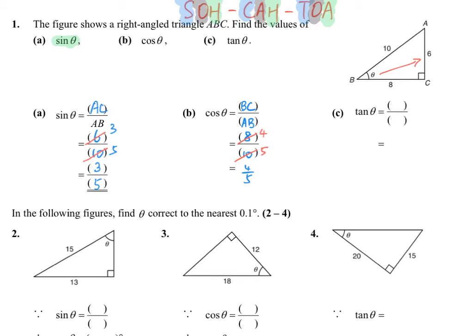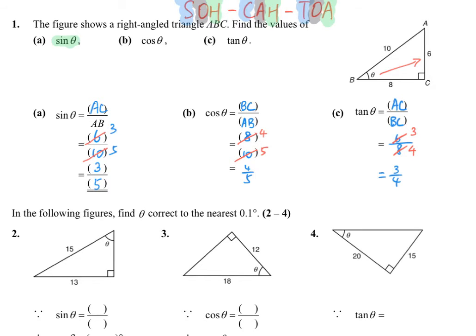And tangent theta equals the opposite side of theta, which is AC, over the adjacent side of theta, which is BC. So AC equals 6, BC equals 8. You can simplify: 6 divided by 2, you get 3, 8 divided by 2, you get 4. So the final answer should be 3 over 4. That's it.